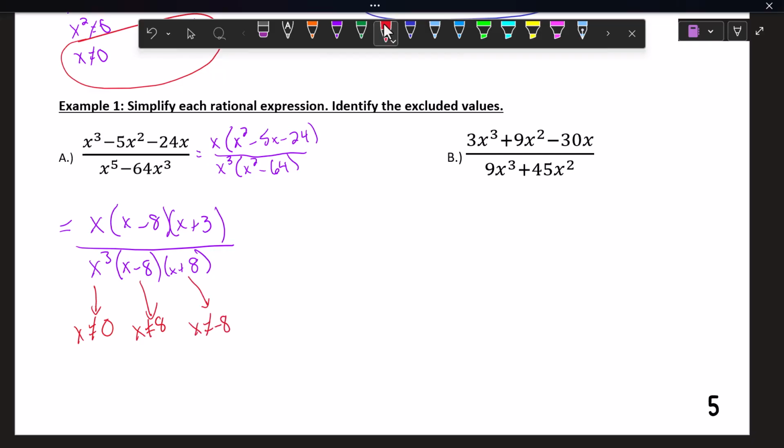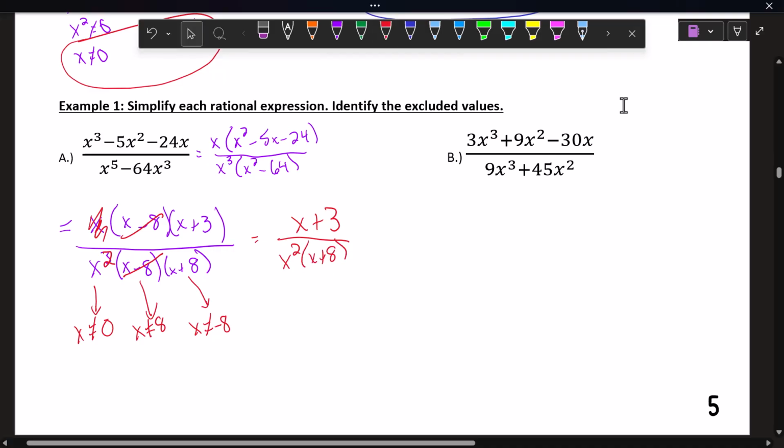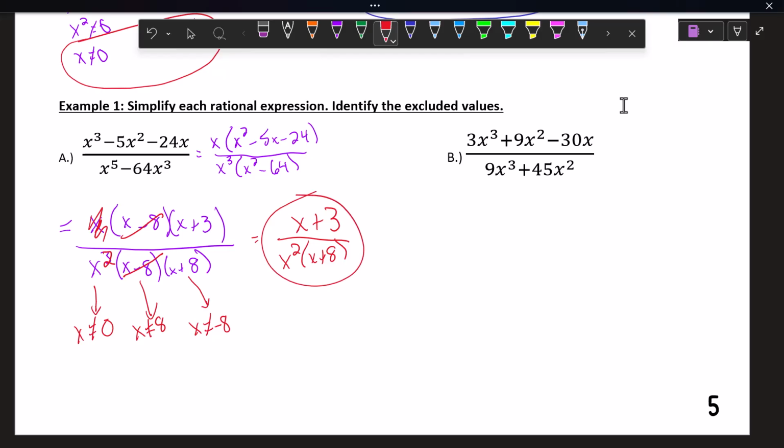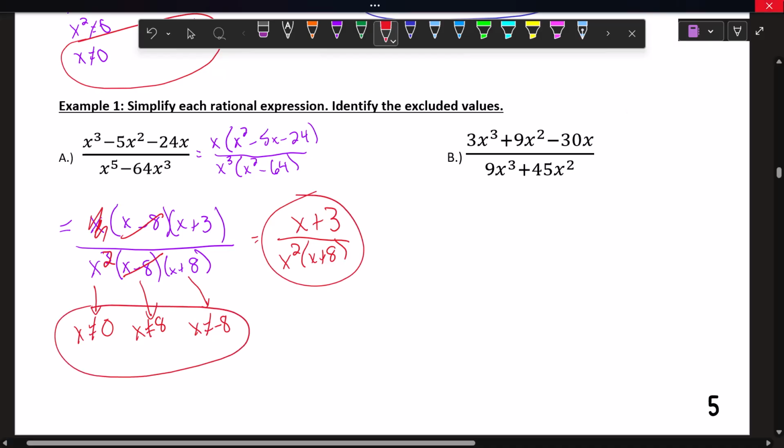Now we cancel out what we can. Well, the x minus 8s cancel out. 1x cancels out. So all we have left in the numerator is x plus 3. And in the denominator, we have x squared times x plus 8. That, along with our excluded values, are what we're looking for.